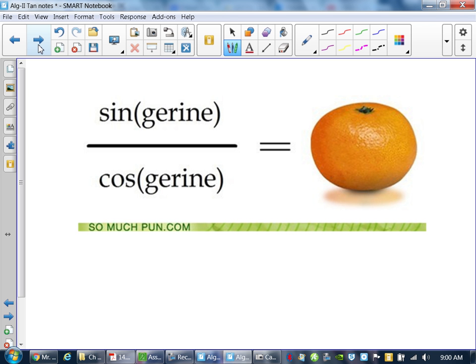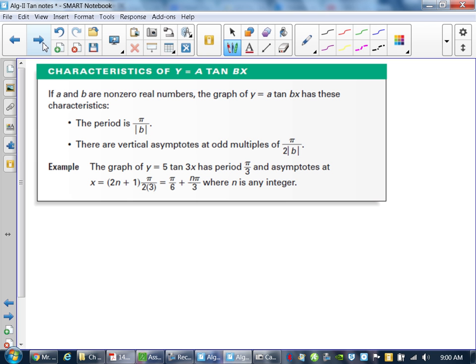Sine, cosine, shut up. It would be something Gunderson would say.